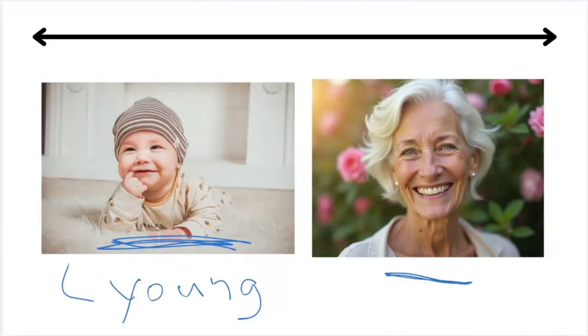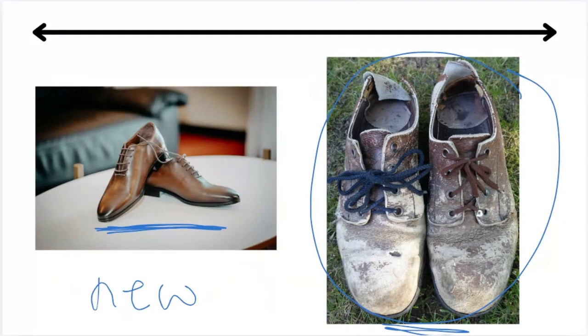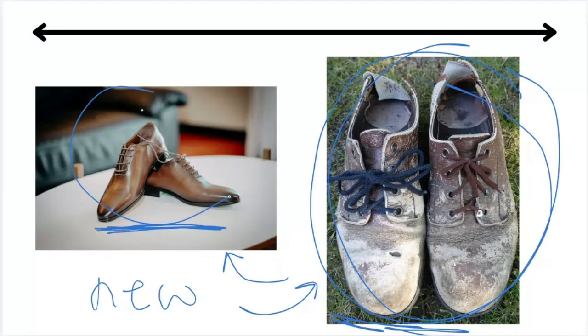This baby is young. This woman is old. The baby is younger than the woman. The woman is older than the baby. This pair of shoes is newer than this pair of shoes, and this pair of shoes is older than this pair of shoes.